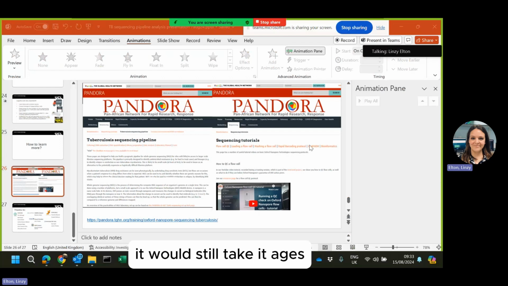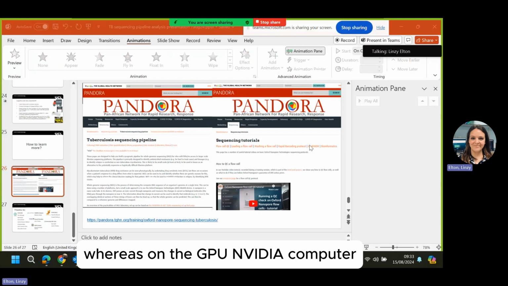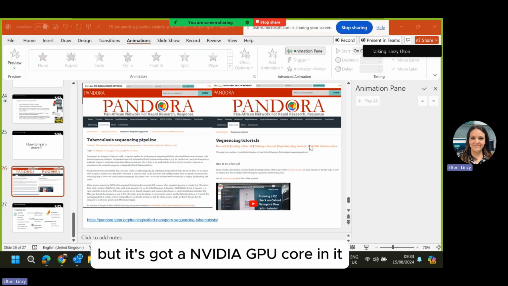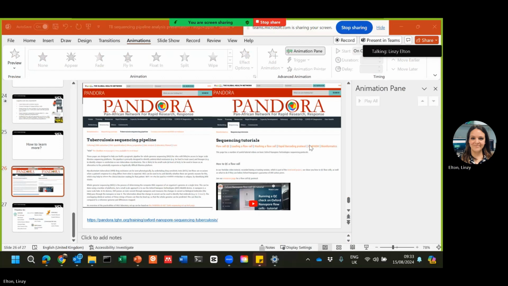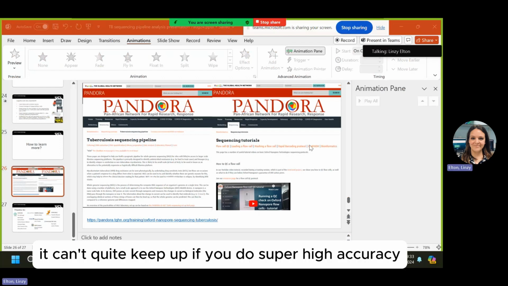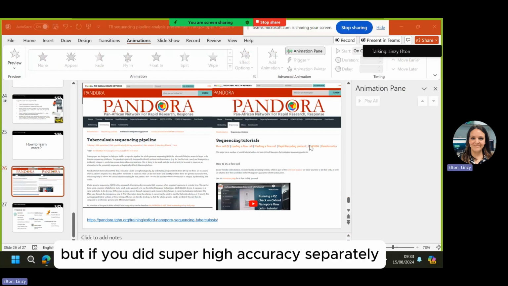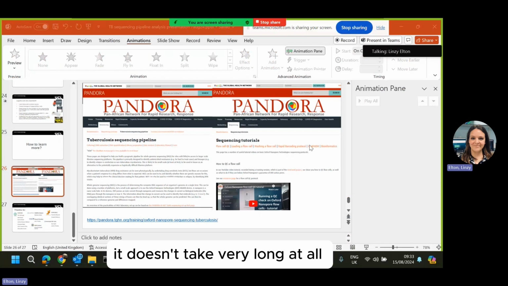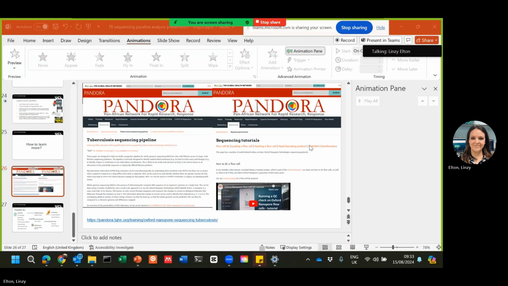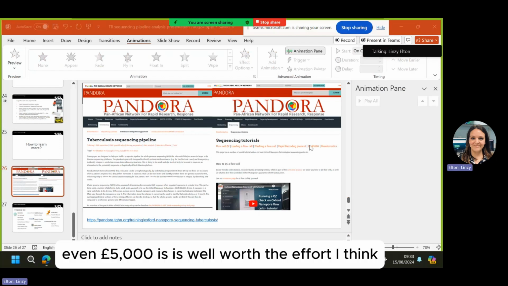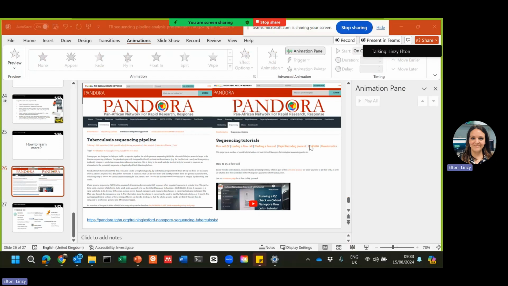And even if I did high accuracy or super high accuracy base calling just on its own afterwards, it would still take ages. Whereas on the GPU NVIDIA computer, it's a Dell, but it's got an NVIDIA GPU core in it. You can do high accuracy base calling at the same time as your sequencing. It can't quite keep up if you do super high accuracy, but if you did super high accuracy separately, it doesn't take very long at all. So it's very worth getting a good computer. As I say, in the grand scheme of costs, even £5,000 is well worth the effort, I think.